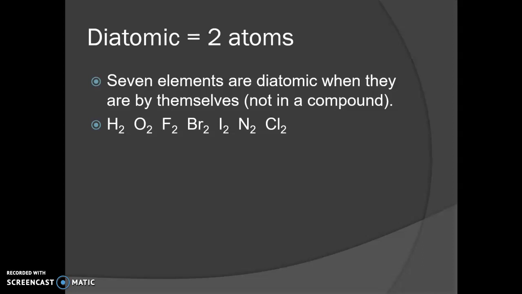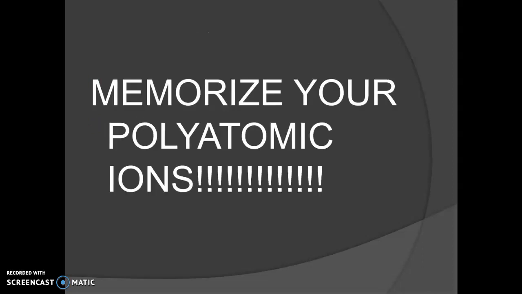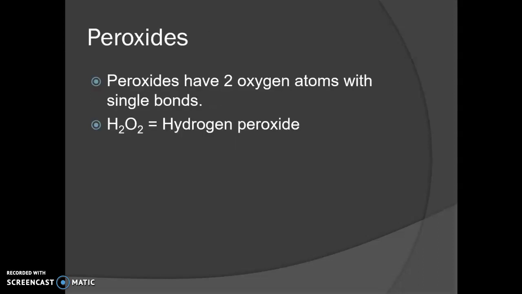So just make sure that you know these 7 elements and that whenever you write them in a reaction by themselves, they need to have a subscript of 2. Now, when you bond them to something, that subscript is no longer there, then you would cross the charges. You no longer have to memorize these, so don't worry about memorizing them.